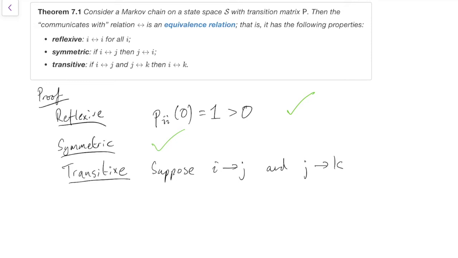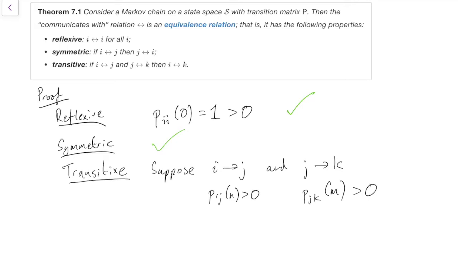So if i arrows j, what that tells us in mathematics is that there's some n such that p_ij(n) is greater than 0. And if j goes to k, that tells us there's some, well, we better give it a different letter this time, let's call it m. So p_jk(m) is greater than 0. That's what it tells us by definition.